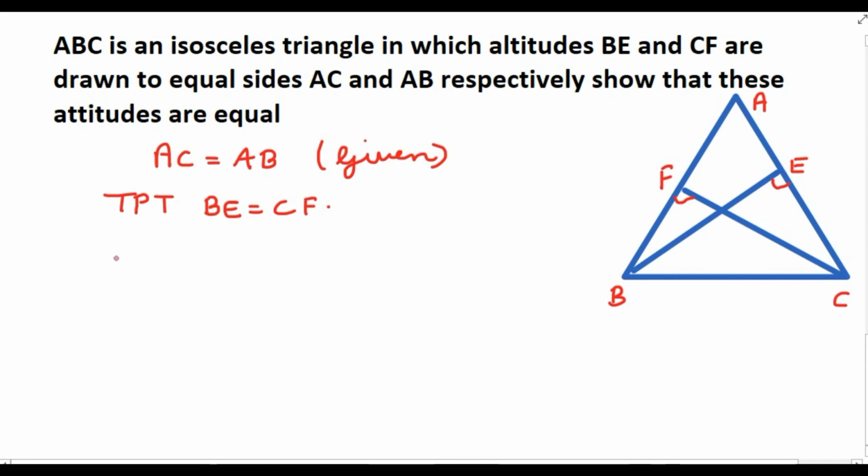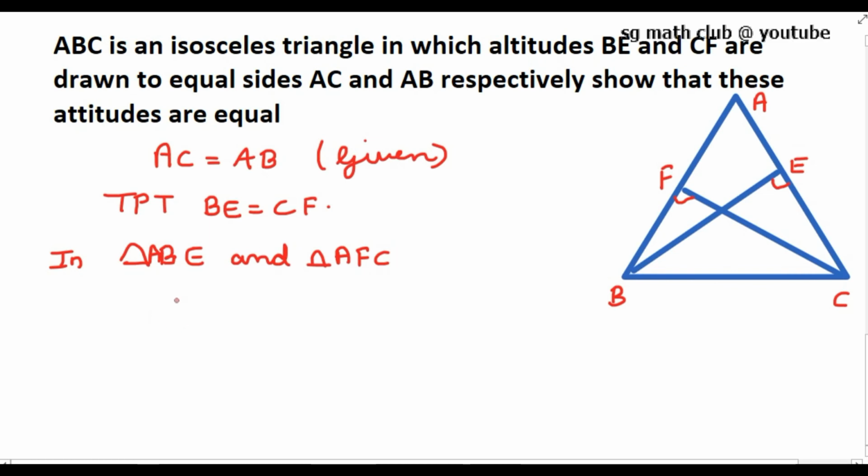So for that we will consider two triangles. We can see so many triangles, but we will consider the triangles in which all these will be there. AC should be there, again BE and CF should be there. So I am going to consider triangle ABE and triangle AFC. ABE and AFC, I am going to consider these two triangles.